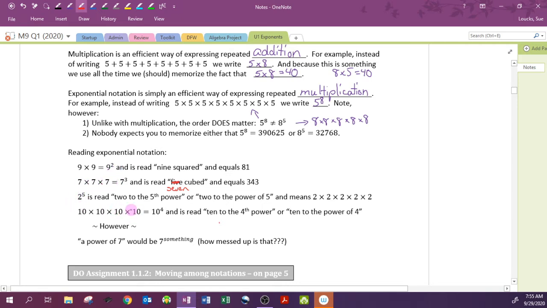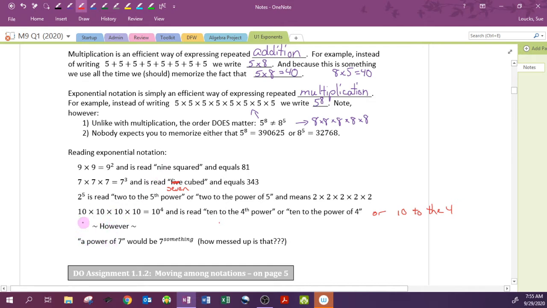2 to the 5, 2 to the fifth power, 2 to the power of 5, and it means 2 times 2 times 2 times 2 times 2. 10 times 10 times 10 times 10 is 10 to the 4, or 10 to the fourth power. I should actually write this in, or 10 to the 4, that's the shorthand. Okay. So we have squared for 2 and cubed for 3, but we don't have special names for any of the higher powers. Any number higher than that we don't have.